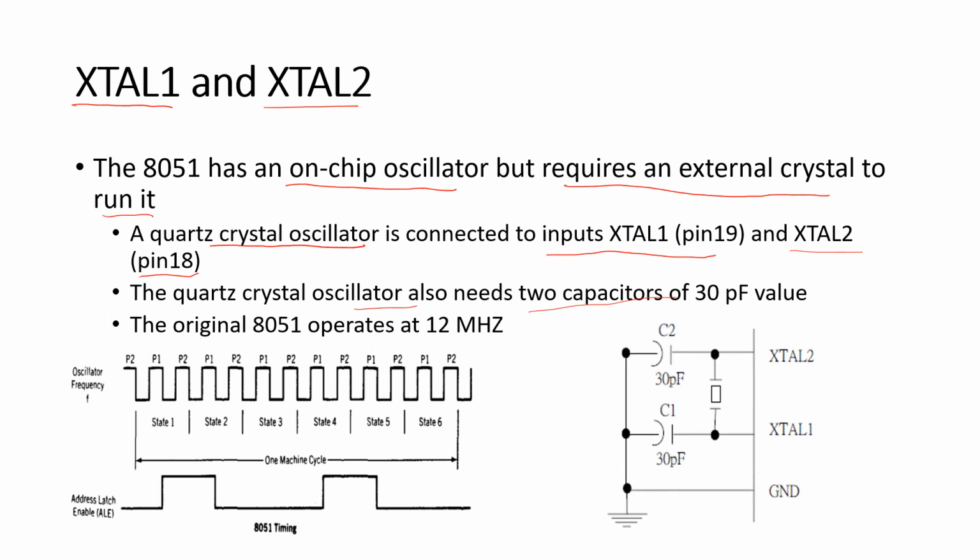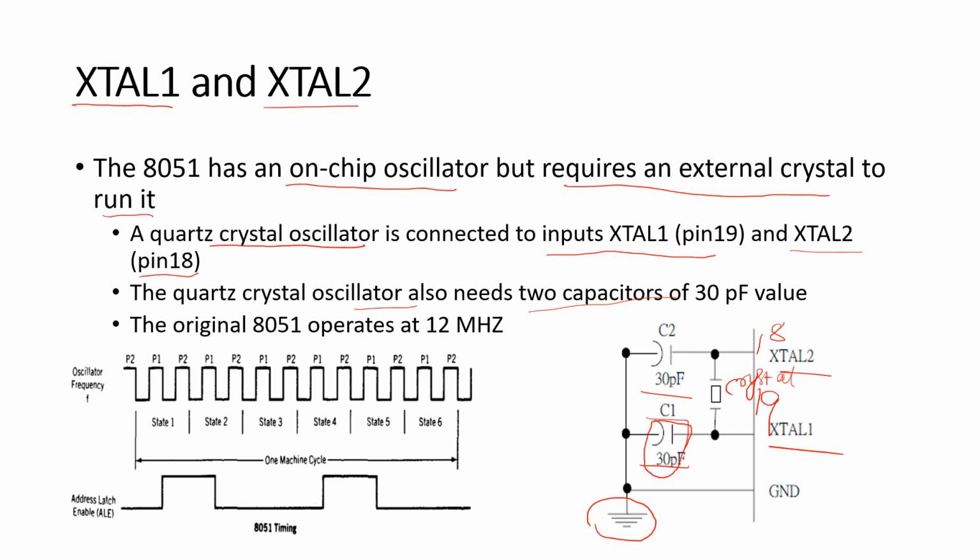Let us consider the structure of the on-chip oscillator. As we are all aware, pin number 18 and pin number 19 are dedicated for XTAL 1 and XTAL 2, which are connected to an external crystal to generate the oscillations, attached with two capacitors, and there is a connection to the ground which helps store and restore the energy.